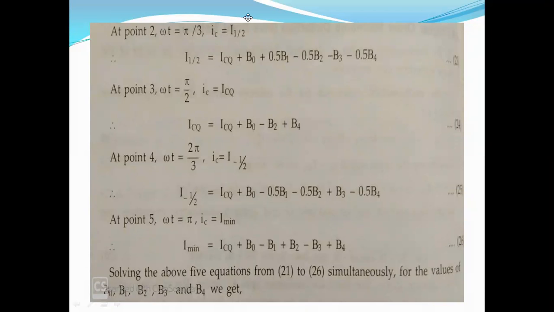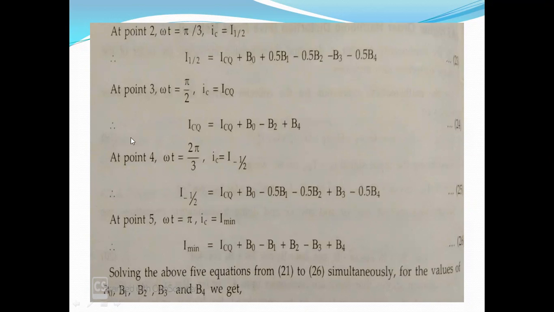2 into 60, that is cos 120. Cos 120 is minus 0.5, plus B3 cos 3 into 60, so that is minus 1, plus B4 into cos 4 omega t, that is 4 into 60, that is 240, that is minus 0.5 B4. So consider this one as the second equation.